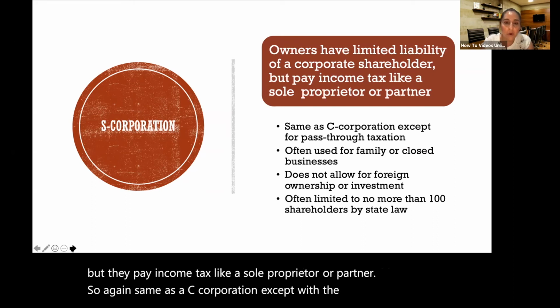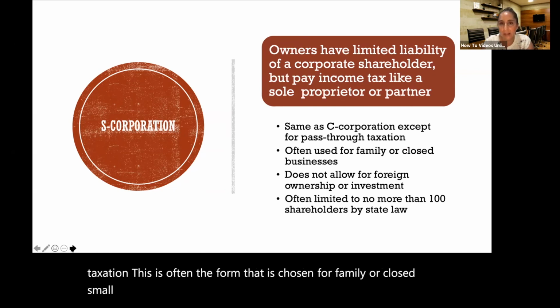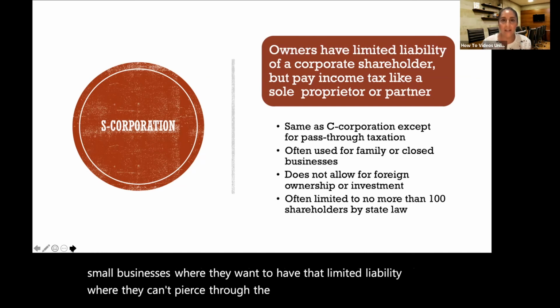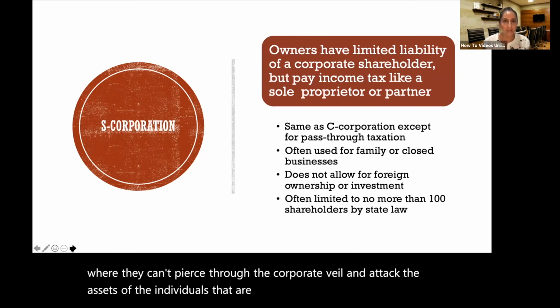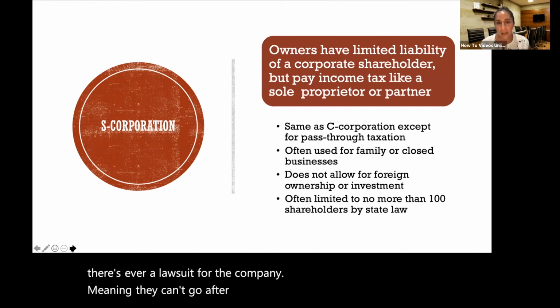This is often the form that is chosen for family or closed small businesses where they want to have that limited liability, where they can't pierce through the corporate veil and attack the assets of the individuals that are shareholders of the corporation if there's ever a lawsuit against the company, meaning they can't go after your house, your savings, your checking account because of debts or lawsuits of the company.